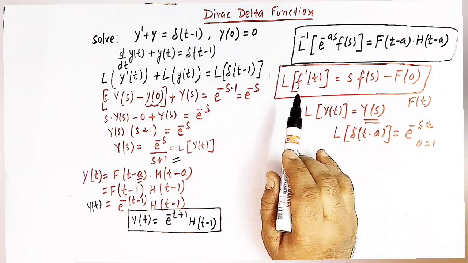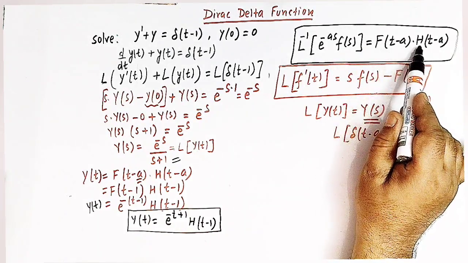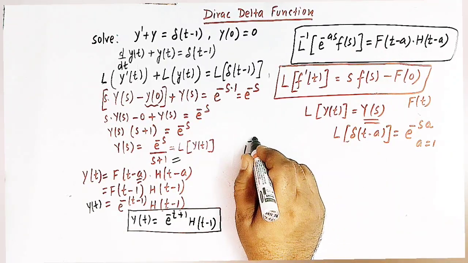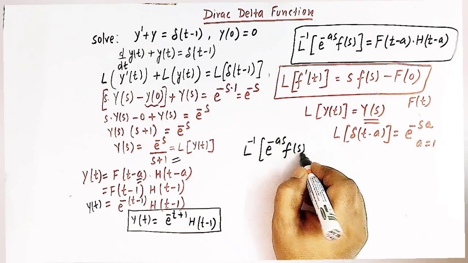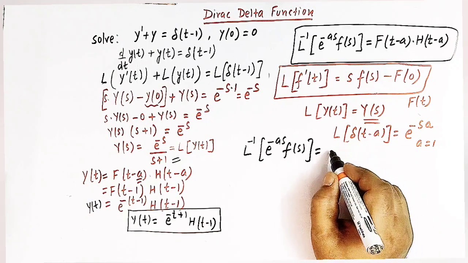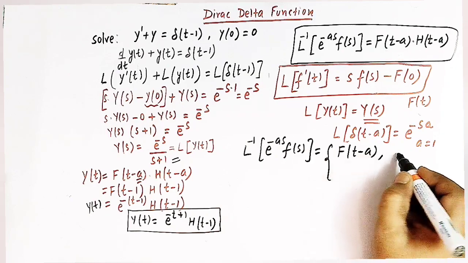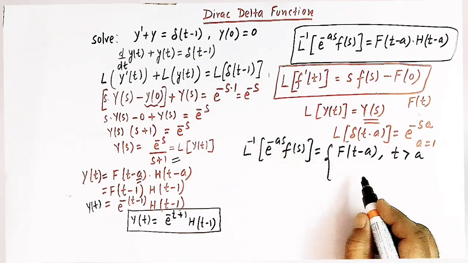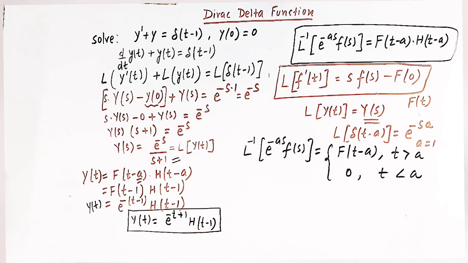Here I would like to mention one important thing, that this expression, that is f of t minus a times h of t minus a, can also be expressed like this, that is the inverse Laplace transform of e raised to minus as f of s is equal to this expression, and this expression can also be expressed like this, that is f of t minus a for t greater than a, and this inverse Laplace transform is 0 when t is less than a, right?